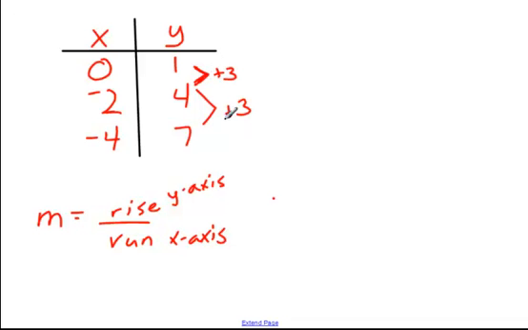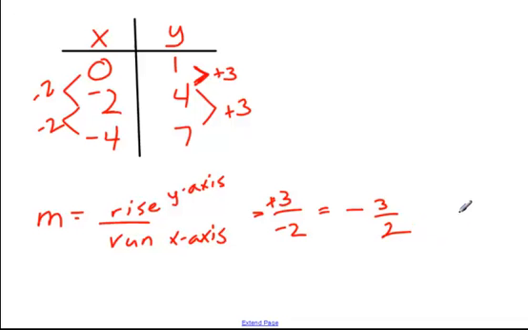Okay, so we know the pattern here is +3. So our rise is +3 or just 3. Now we have to find our run, which is the difference between these coordinates. So Tyler, what's our run? -2. Right, I'm actually subtracting 2 each time, or -2. So now we have a +3 over a -2, which we know is just going to be -3 over 2. So that's our slope there.